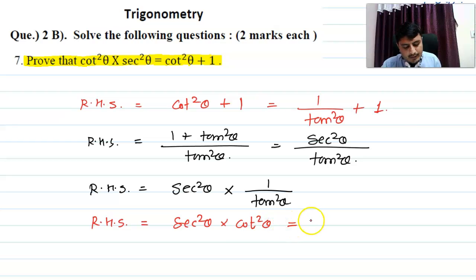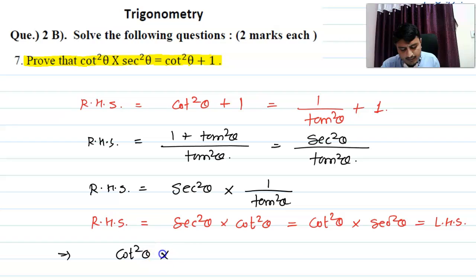Multiplication is always commutative, so we can write sec square of theta into cot square of theta as cot square of theta into sec square of theta. So after simplifying the RHS, we are getting exactly the LHS. Hence LHS equals RHS. So at the end we are getting cot square of theta into sec square of theta equals cot square of theta plus 1, and hence here we have our proof.